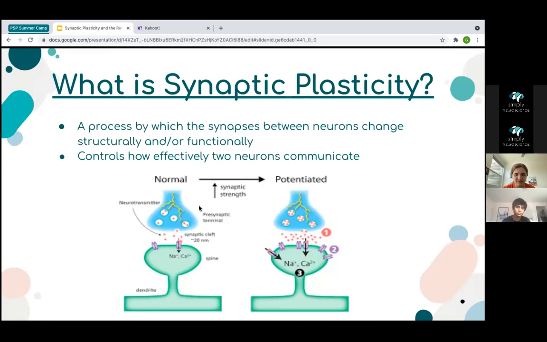All right, so now that we have a good handle on neurons and their synapses, we can get into how communication of those neurons can lead to changing how your brain is wired. Synaptic plasticity is a process by which the synapses between neurons change structurally and/or functionally. It also controls how effectively two neurons communicate, meaning it can change the pathways of neuronal communication to be stronger or weaker. On the next slide, we'll cover why synaptic plasticity is important.